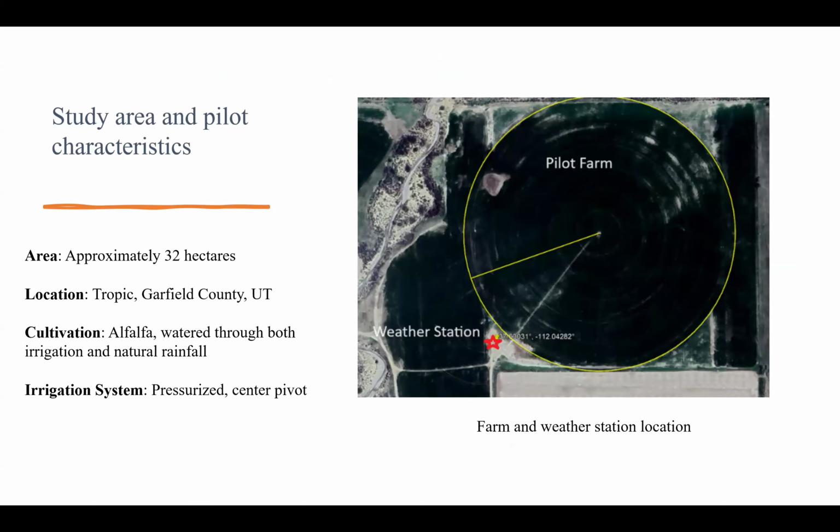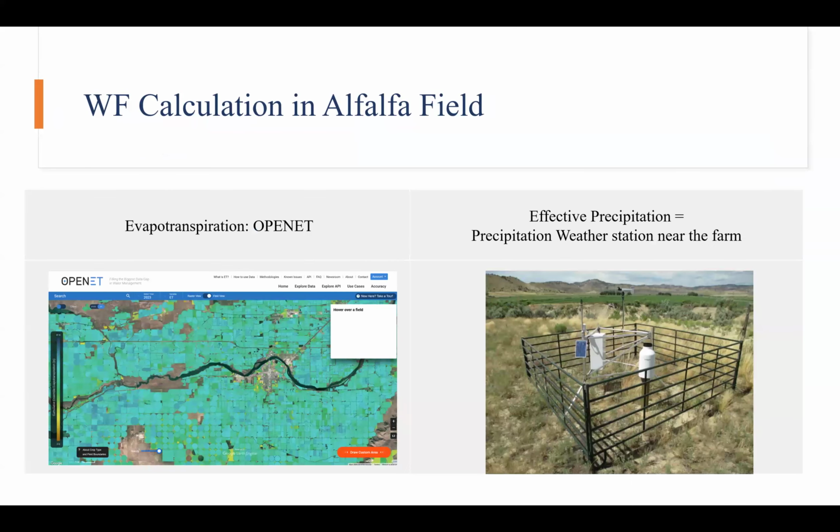For this project, I picked one field in Tropic, Garfield County, Utah. The cultivation was alfalfa, and it was a center pivot, pressurized field. In order to do that, the main things we need are ET and the effective precipitation.